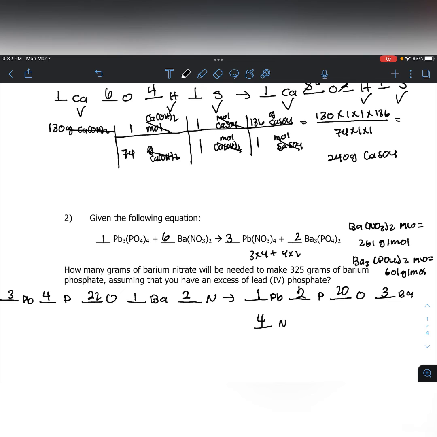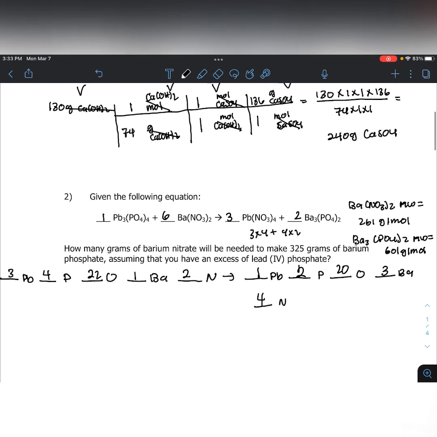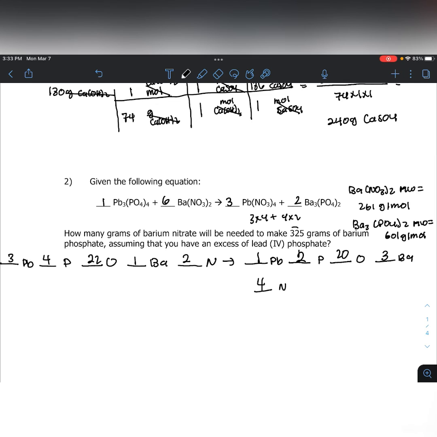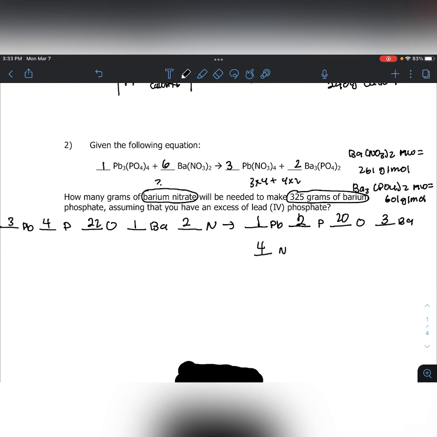Then we're going to move forward into the question, which says how many grams of barium nitrate will be needed to make 325 grams of barium phosphate, assuming that you have excess lead phosphate. So basically we are starting with 325 grams of barium phosphate, but now we want to know how much of the barium nitrate we will make. So we'll start with what we know, which would be 325 grams.